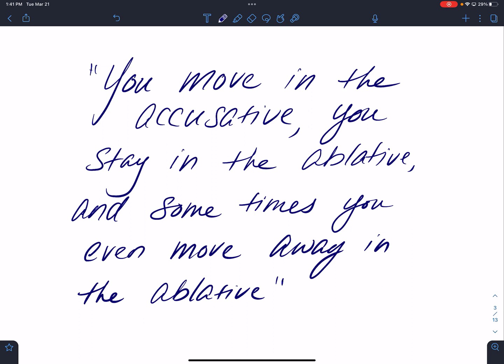Again, you move in the accusative, you stay in the ablative, sometimes you even move away in the ablative. Alright, think you guys got it? Can you do it without me? And 1, 2, ready, go. You move in the accusative, you stay in the ablative, and sometimes you even move away in the ablative. Okay, are you guys sufficiently embarrassed? Yes. Alright, sit.